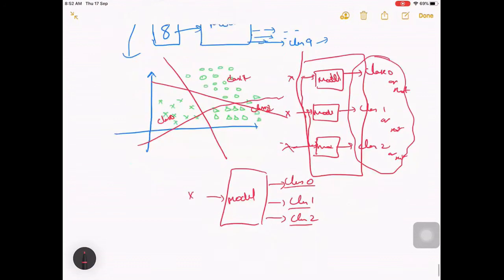So class 0 can be like 0.9, this one can be 0.1 or 0 or something. If it is class 1, it will be like 0.01, this will be 0.85 or something, and this will be 0.2 or something. So something like this. You'll be getting different values for each of them.